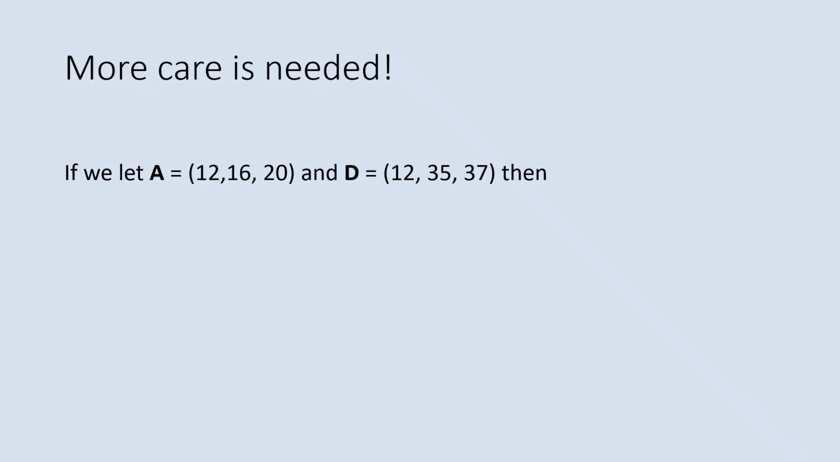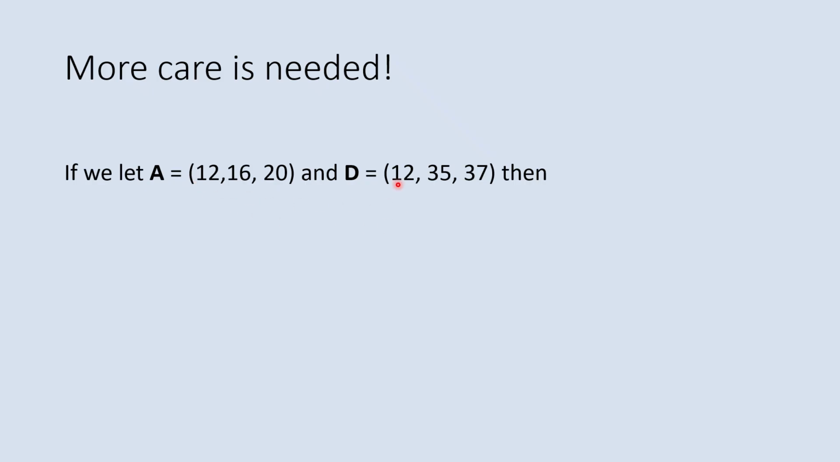All right, so you find out that more care is needed. We do need to take some care with the values, because, for example, if we let A be the triple 12, 16, 20, and you can check that to make sure that is in fact a Pythagorean triple, and D be the pair 12, 35, 37, the only way that two triples can be less than or equal to each other is if the first value is the same.